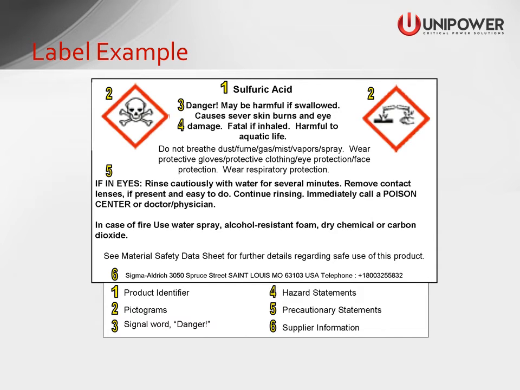Below is a sample of a label placed onto a chemical. First, number 1 identifies the product, sulfuric acid. Number 2 indicates the type of dangers that are associated with this chemical. It's corrosive and is dangerous. Number 3, signal word, danger. Number 4, hazard statements. May be harmful if swallowed, causes severe burns and eye damage, fatal if inhaled, harmful to aquatic life. Number 5 speaks about precautionary statements.